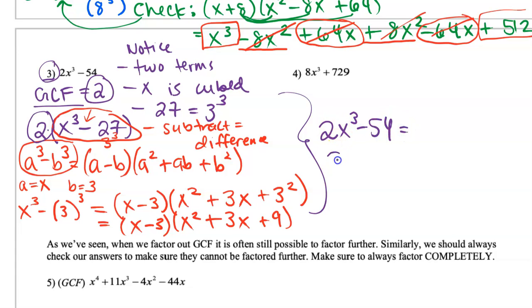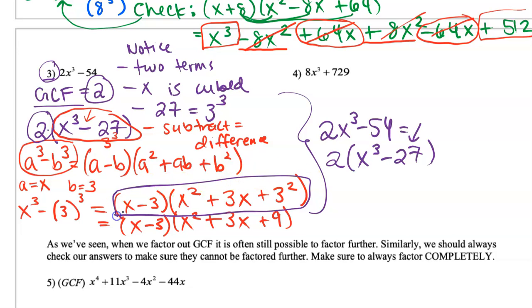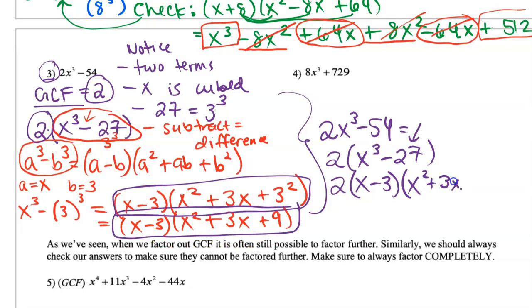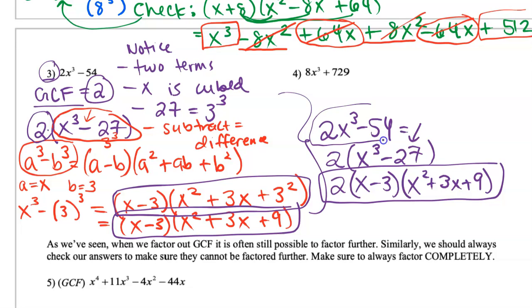We began by factoring out the 2 and recognizing that the 27 was a perfect cube. So then we used the difference of cubes formula to get the factors, but the 2's still there, and it's being multiplied to these 2 factors. So it's 2 times x minus 3, I should use the simplified form, times x squared plus 3x plus 9. These are the 3 factors that if I multiply together would equal 2x cubed minus 54.